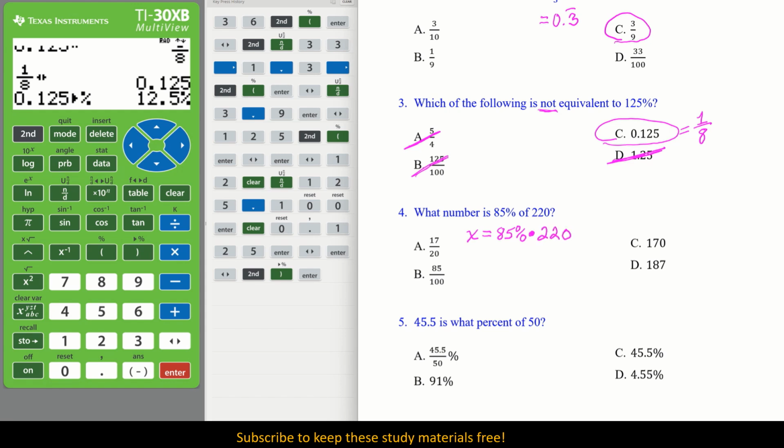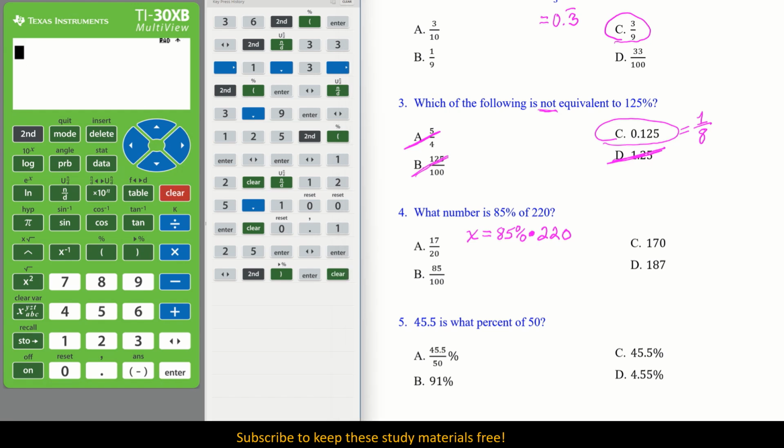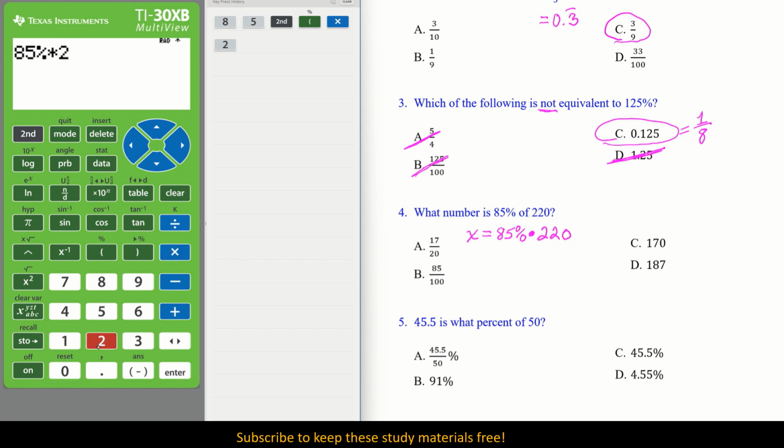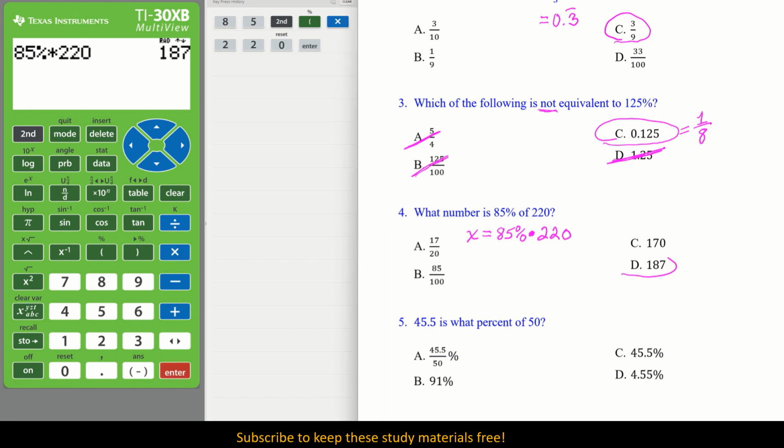Literally type that in the calculator. Okay, so I'm going to clear out my calculator. I'm also going to clear out my button options. Okay, so let's type that in. 85 second percent times 220. Push enter, and that's the value we need. Really convenient. And again, one of my other favorite things that this particular calculator will do.